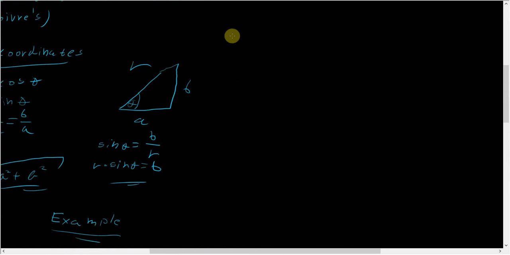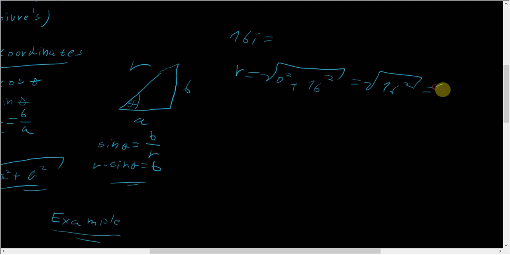A different one. So, 16i. How are we going to describe it using De Moivre's theorem? I urge you to pause the video and try it out for yourself. You're going to learn more that way. But if you don't feel confident, then you can just go with me on this one. So, our r is going to be, again, square root of, we don't have a real part, 0 squared plus 16 squared, equals square root of 16 squared, which is 16.